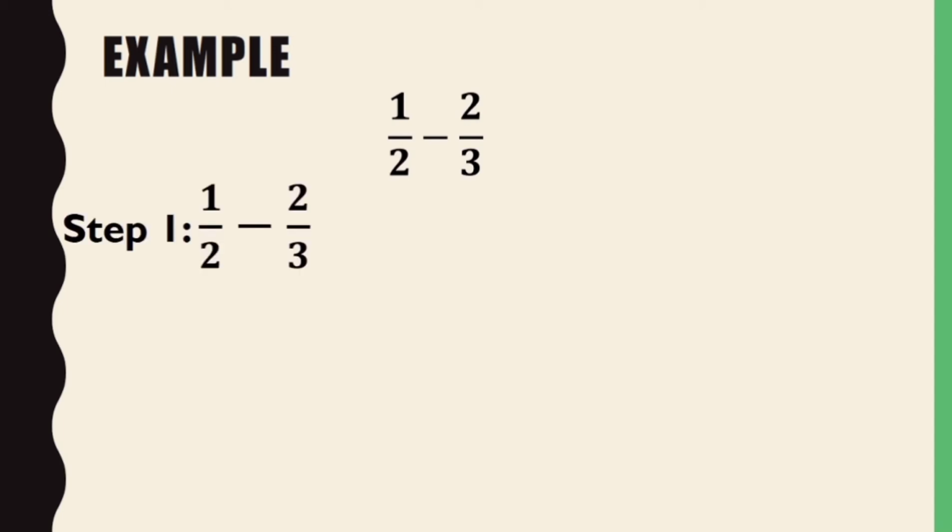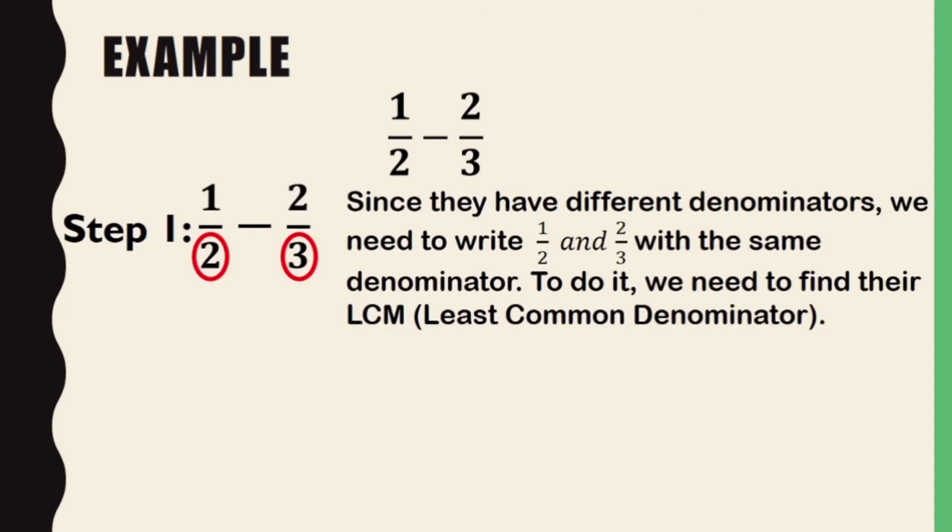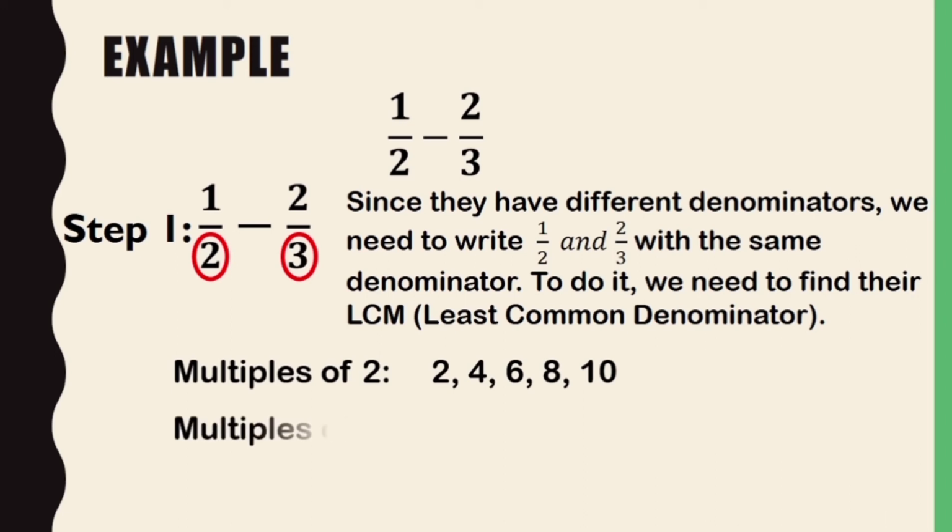As you can see, they have different denominators. Since they have different denominators, we need to write 1/2 and 2/3 with the same denominator. To do it, we need to find their LCM or least common denominator. So multiples of 2. So yung 2, galing siya sa denominator ng 1/2. So ang multiples niya ay 2, 4, 6, 8, 10.